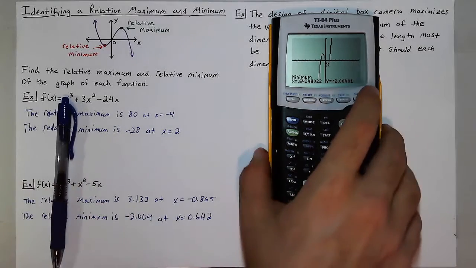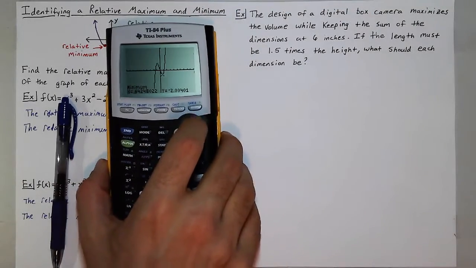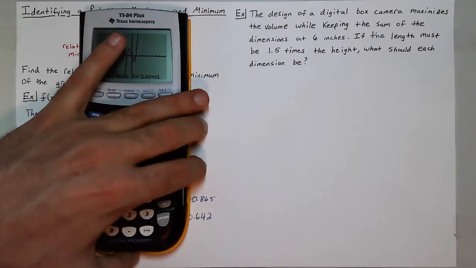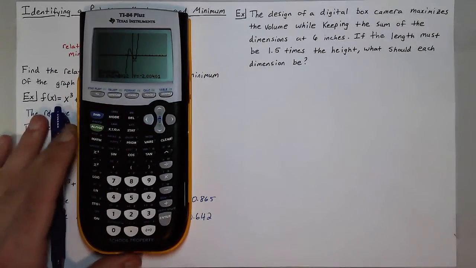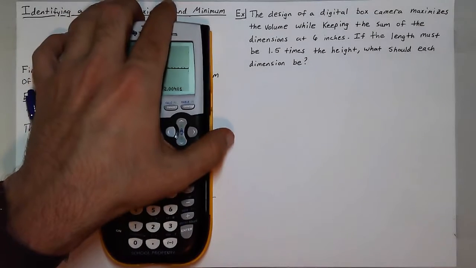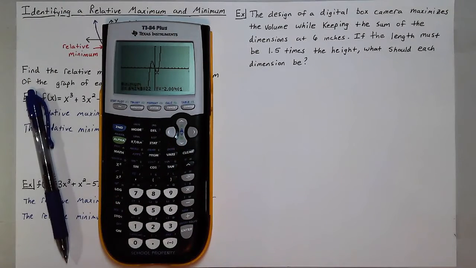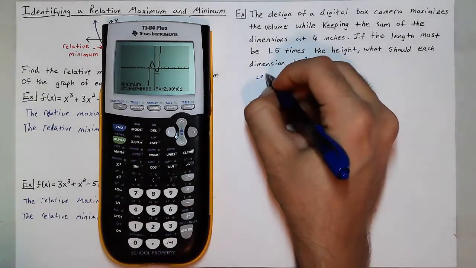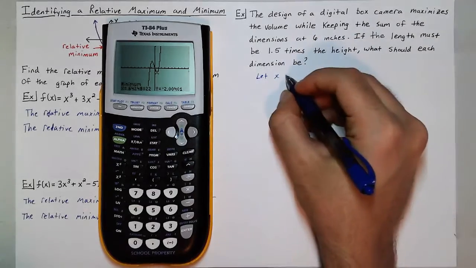Now let's use this in a word problem so you can see how you can start to adapt this to more real situations. So again, we have the design of a digital box camera maximizes the volume while keeping the sum of the dimensions at 6 inches. Now if the length must be 1.5 times the height, then what should each dimension be? So let's break this down. Let's say that x is the height of the camera.